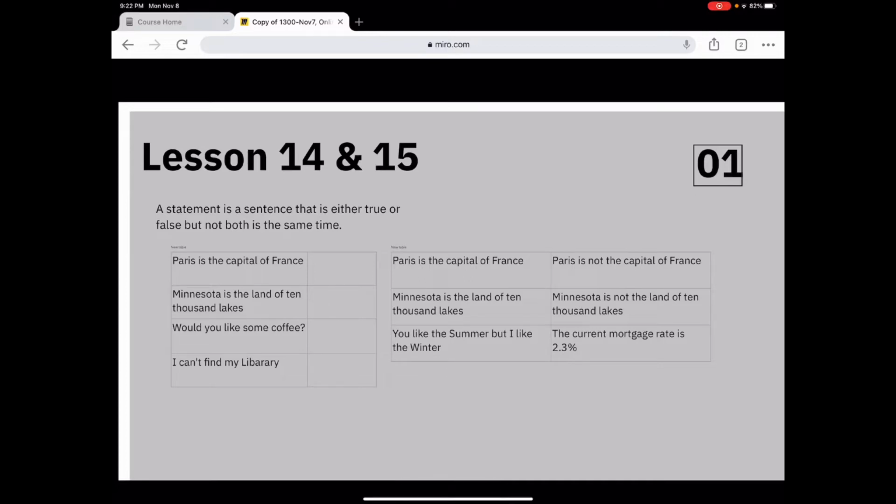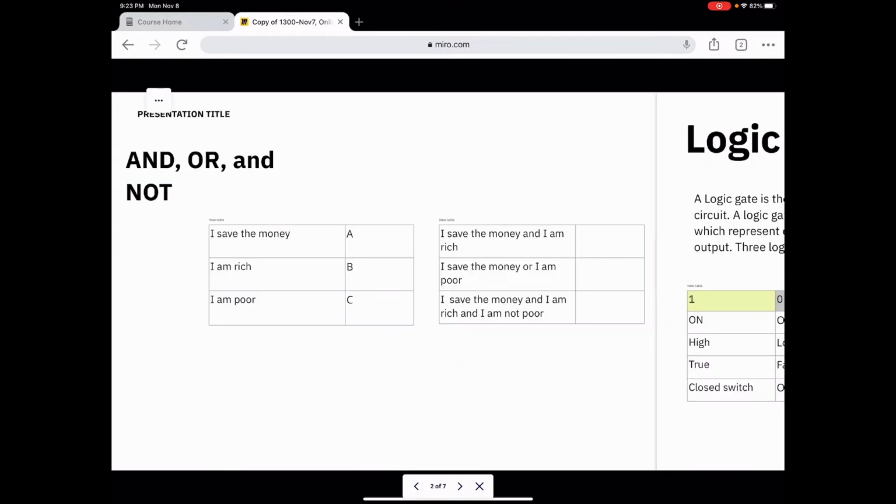Hello, everybody. So this week we're going to deal with lessons 14 and 15, pages 165 to 178 in your textbook workbook. We're going to talk about the statement, true statement, and negation of the statement, and then simple and compound statements. And then we're going to talk about logic gates: and, or, and not.